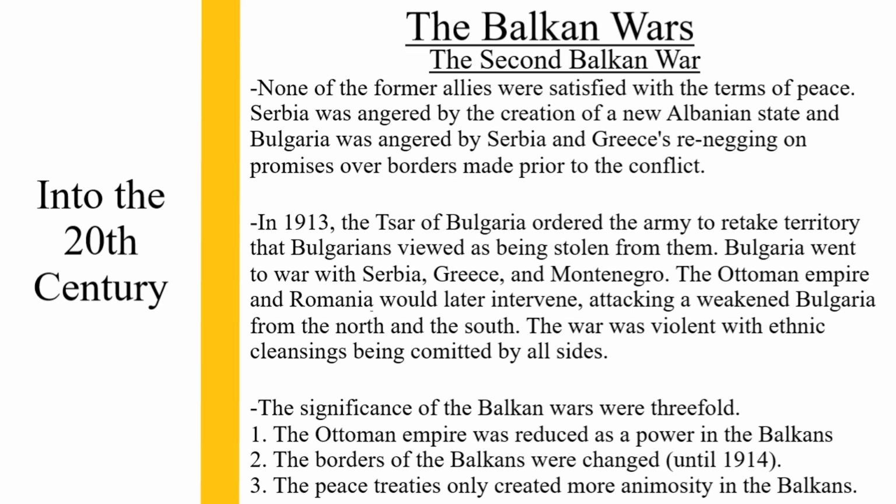The war was violent, with ethnic cleansings being committed by all sides, and the significance of the Balkan Wars was threefold. One, the Ottoman Empire was reduced as a power in the Balkans. Two, the borders of the Balkans were changed, at least until the next year, when World War I breaks out. And three, the peace treaties only created more animosity in the Balkans. So, even though the Balkans had never been a peaceful place, we're really seeing it become a powder keg, and we're seeing that it will be the reason that World War I breaks out in 1914.